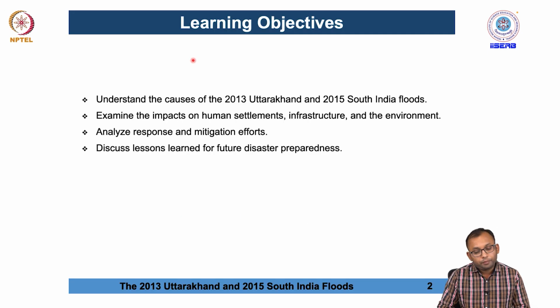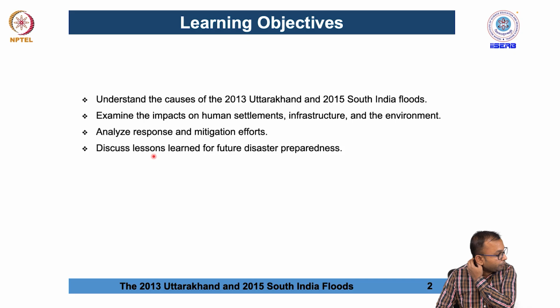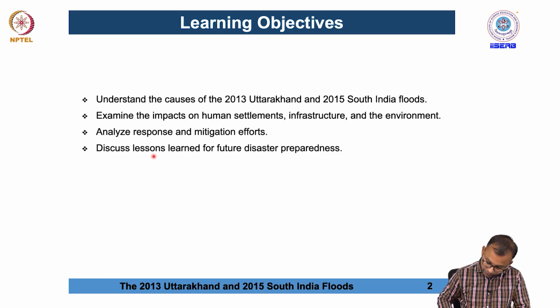So in this lecture we will primarily discuss the 2013 Uttarakhand and 2015 South Indian floods events. We will examine the impacts on human settlements, infrastructure and the environment. We will also analyze the response and mitigation efforts, and towards the end of this lecture we will discuss the lessons we have learned from these extreme events and what our future disaster preparedness could be, so that we can mitigate the effects of such events.